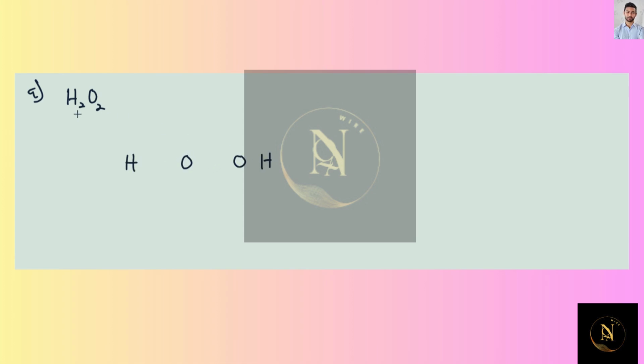So how many electrons do we have? Hydrogen is group 1, so 1 times 2 will be 2. Oxygen is in group 6, so 2 times 6 will be 12, so that's 14 electrons.